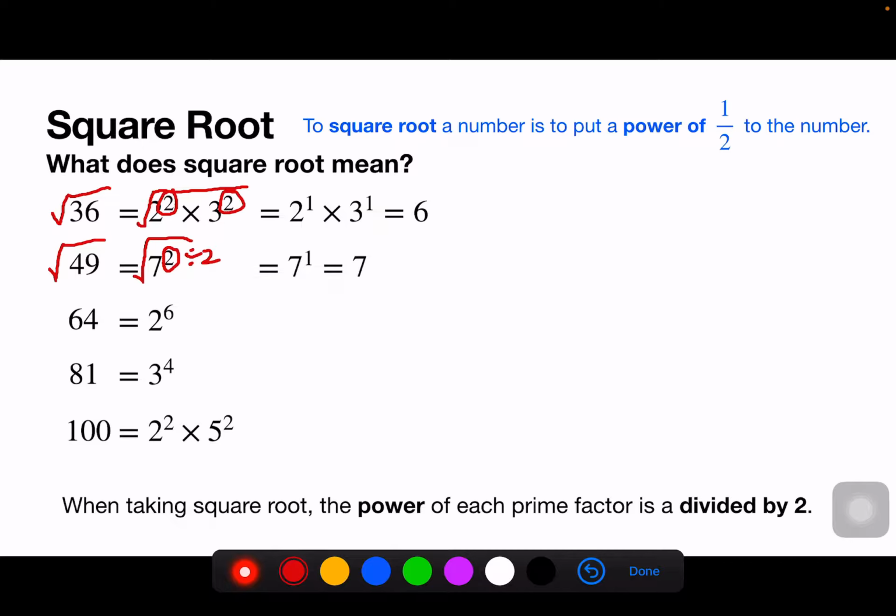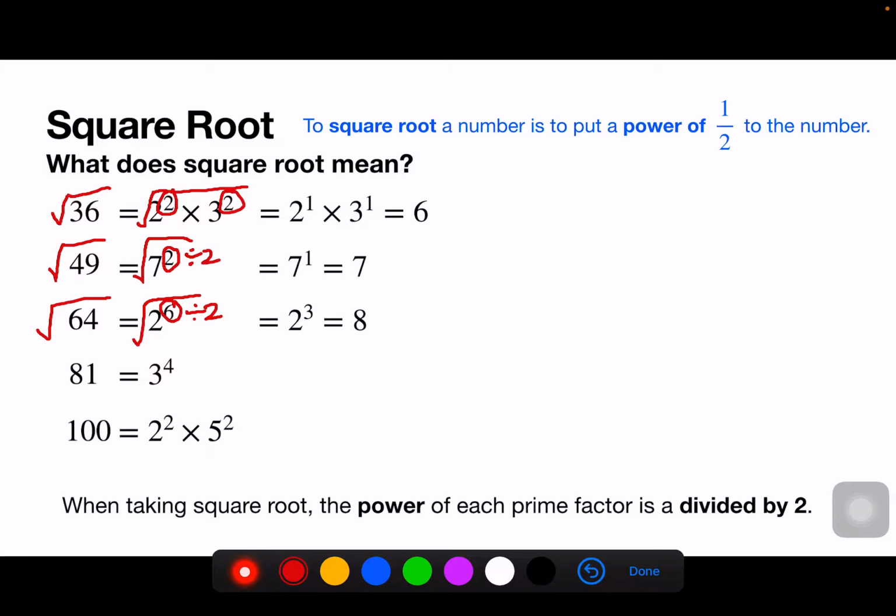Okay, so now over here, 64 is 2 to the power of 6. Square root of 64 will be the square root of 2 power of 6. So again, power of 6 here, we divide by 2. So 6 divided by 2 will be 3, 2 power of 3. So 2 power of 3 is 2 times 2 times 2, which is 8, not 6, guys. 2 power of 3 is 2 times 2 times 2, not plus.